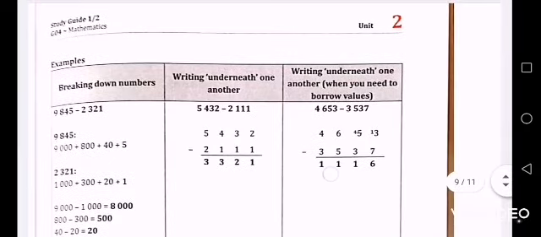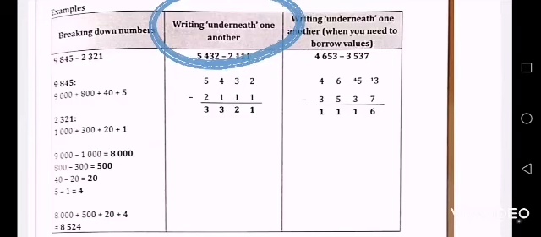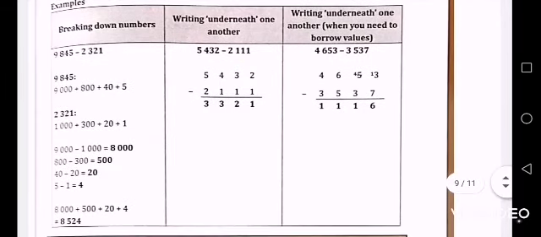Okay. Another method you can do is writing the numbers underneath one another, your vertical subtraction. Okay, so the bigger number always goes on top and the smaller number at the bottom. This one is quite straightforward, there's no carrying over. Okay, 2 take away 1 is 1, 3 take away 1 is 2, 4 take away 1 is 3, 5 take away 2 is 3. But remember, if the top number is smaller than the bottom number, you can't subtract the top number from the bottom one. Okay, you need to go and borrow.